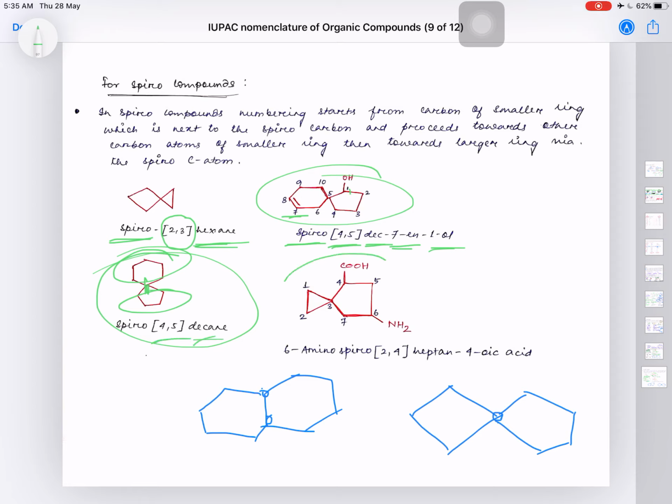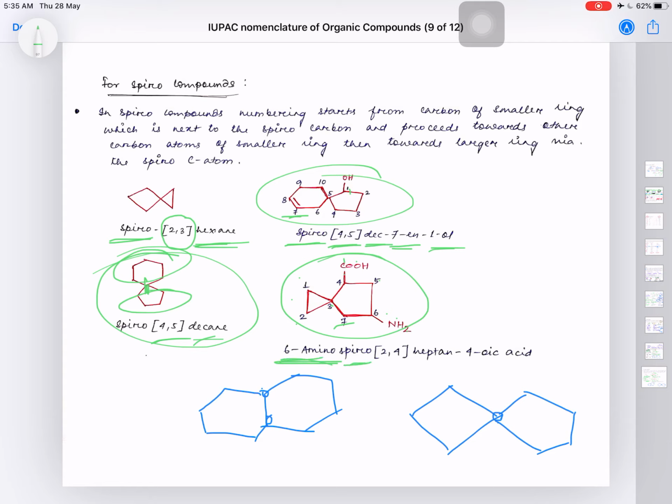Okay, in this one you see the larger ring has the substituents, and the smaller ring does not have a substituent. But in spiro we know that we always start numbering from the smaller ring. So in the smaller ring you start numbering, it is 1 2 3, then it will be 4 for the carboxylic acid, 5 6 for the amine, and 7. Okay, so it is 6-amino. Now see, two functional groups are present. Amino is a type 1 functional group, so it will always be written as a prefix. So it is 6-amino.